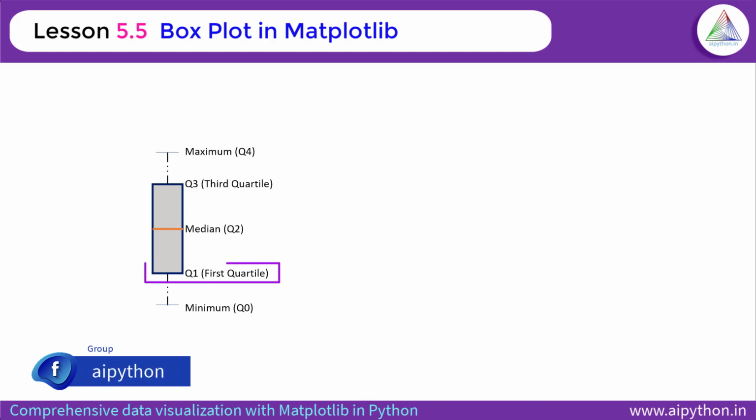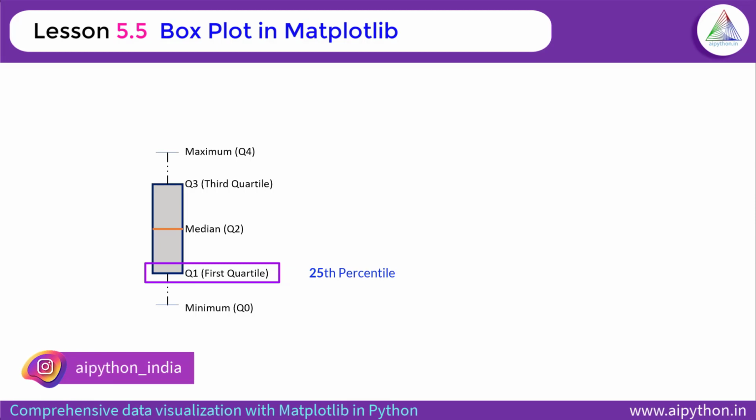Starting with Q1 or the first quartile, it represents the 25th percentile of the data. For your information, percentile is just a value at or below which a given percentage fall. This is a relative scoring scheme which is mostly seen in the competitive exams result. I hope you can get it.